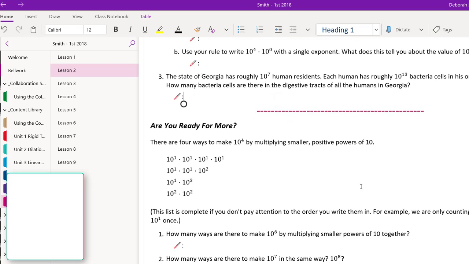The state of Georgia has roughly 10 to the 7th human residents. Each human has roughly 10 to the 13th bacteria cells in his or her digestive tract. How many bacteria cells are there in the digestive tracts of all the humans in Georgia? So it would be 10 to the 7th times 10 to the 13th. And then tell me what you think that would be equal to.